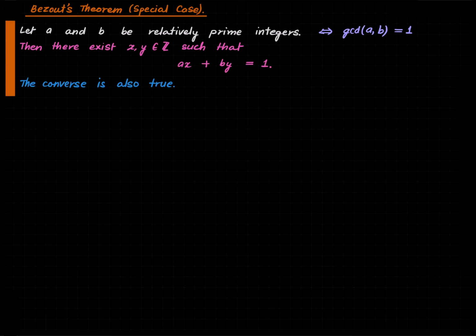We want to show that there exist integers x and y such that this equation holds. And the converse is also true in the sense that if this equation holds for some x and y, then GCD of A and B is 1. That I leave as an exercise. You take the GCD of A and B, you notice that it is dividing the LHS. Okay, whatever. So we are going to focus on this part. That's the difficult part. It's non-trivial.